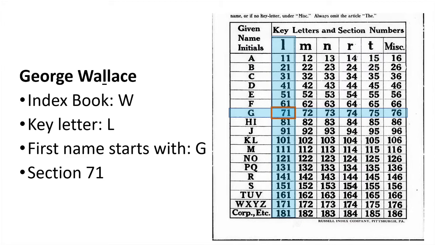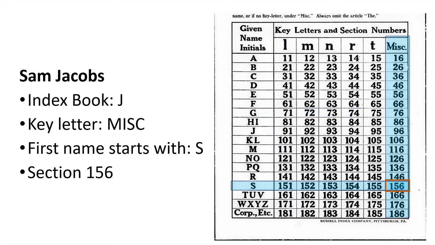If we were researching a George Wallace, we'd pull index book W for Wallace. The key letter for the name Wallace is L. George's first name starts with a G. And those rows and columns intersect at section 71. For Sam Jacobs, we'd pull index book J. Jacobs does not have a key letter, so we're looking at the miscellaneous column all the way on the end. Sam's first name starts with S, and those intersect at the box for section 156.